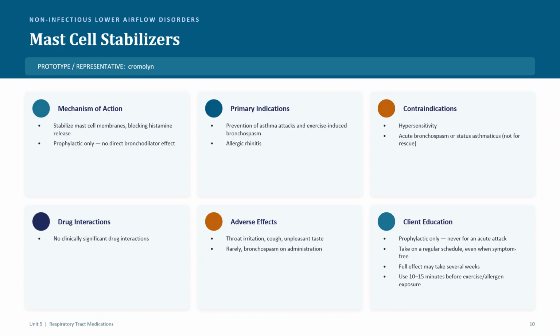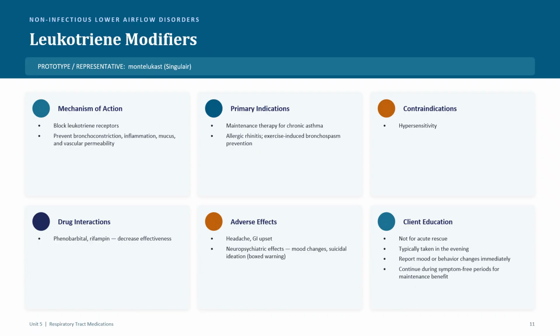For exercise-induced bronchospasm specifically, this medication does have to be given 10 to 15 minutes ahead of time, and that's locking down the mast cell before the trigger even happens, not reacting to the trigger after it happens. So next are the leukotriene modifiers. So the prototype montelukast blocks leukotriene receptors.